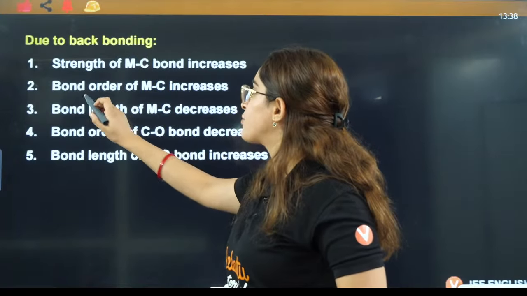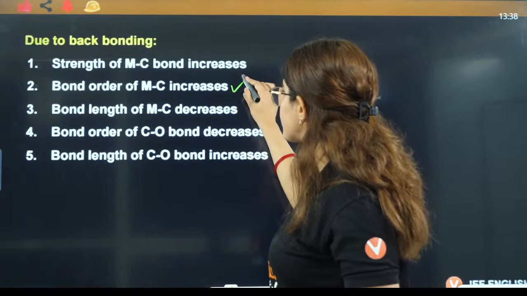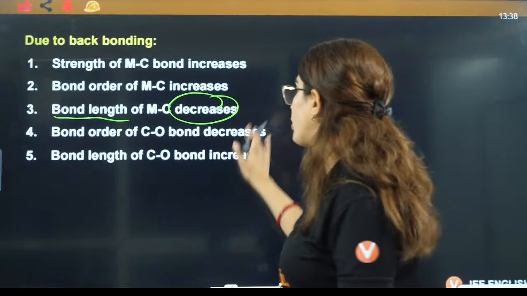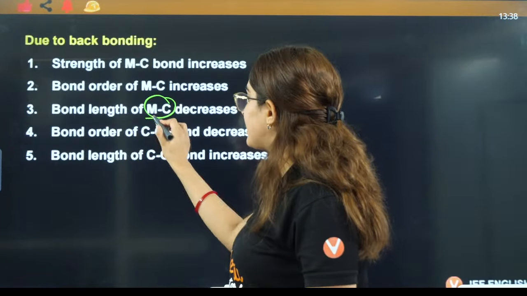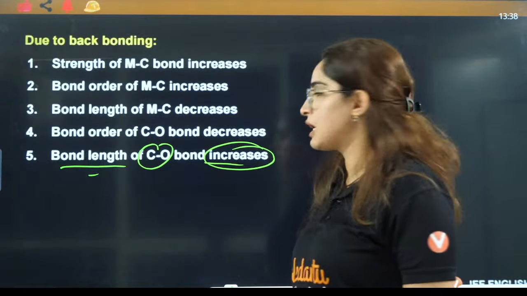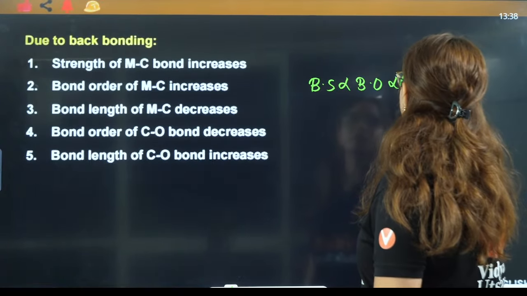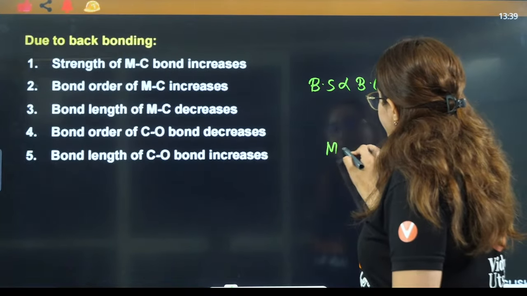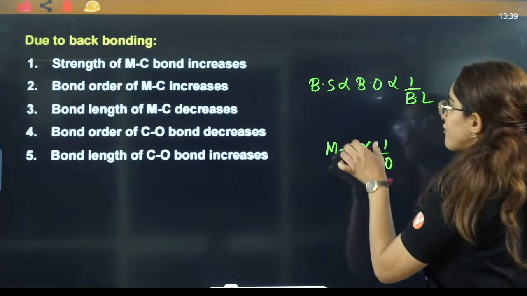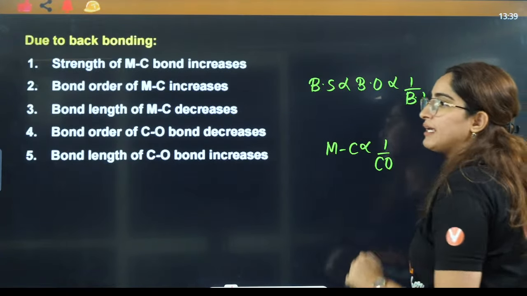The ligand here is carbonyl. Bond order of M-C increases. If bond strength increases, bond order will also increase, but bond length is going to decrease because bond length is inversely proportional to bond order, right? If the M-C bond length decreases, then the bond length of CO will increase here, right? Bond strength is directly proportional to bond order and inversely proportional to bond length, and M-C is inversely related to CO. If the bond strength of M-C increases, the bond length of M-C will decrease, so the bond length of CO will increase here.